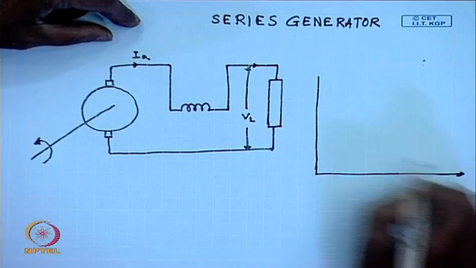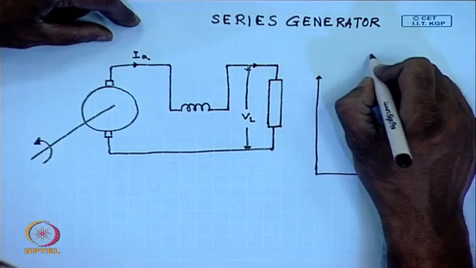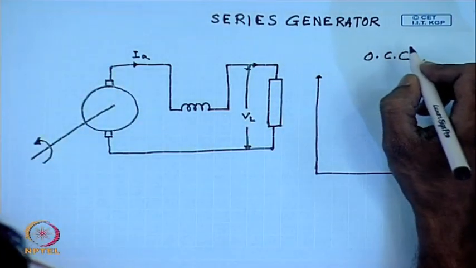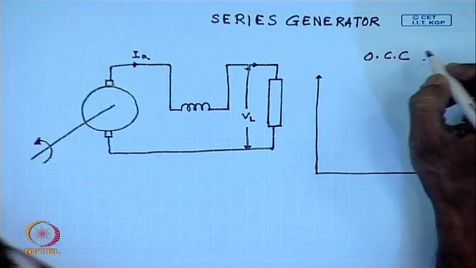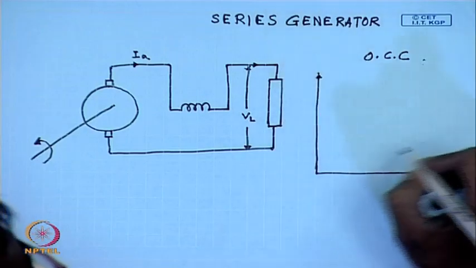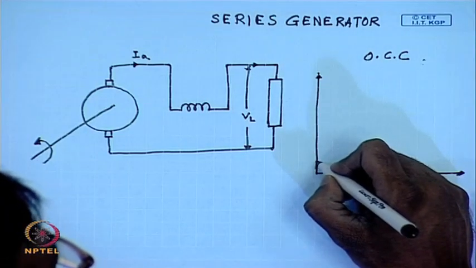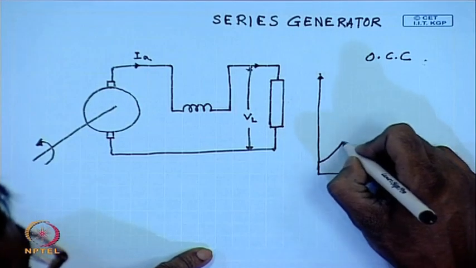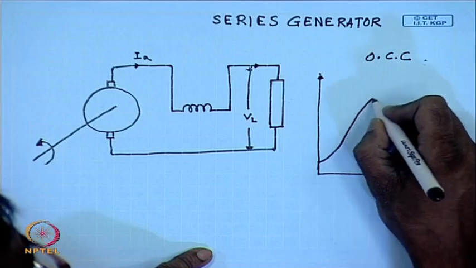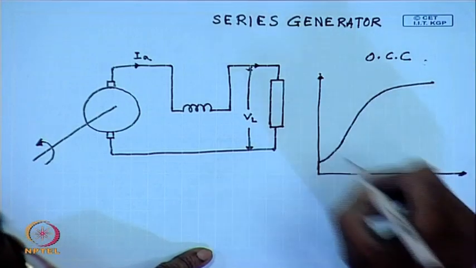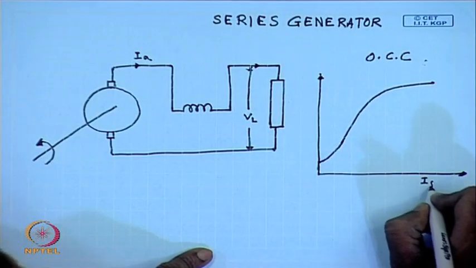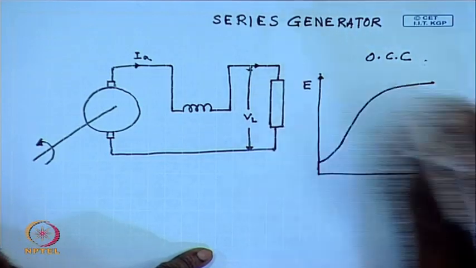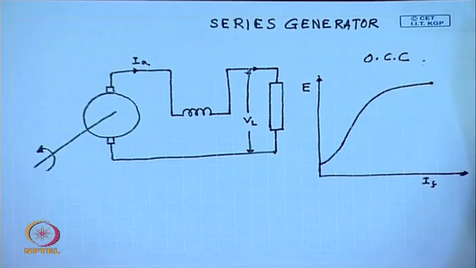In order to get open circuit characteristics of this generator, the field winding is disconnected from the supply and excited separately from a separate DC voltage source, and one can obtain the open circuit characteristics, that is the plot of field current versus induced voltage, like this.